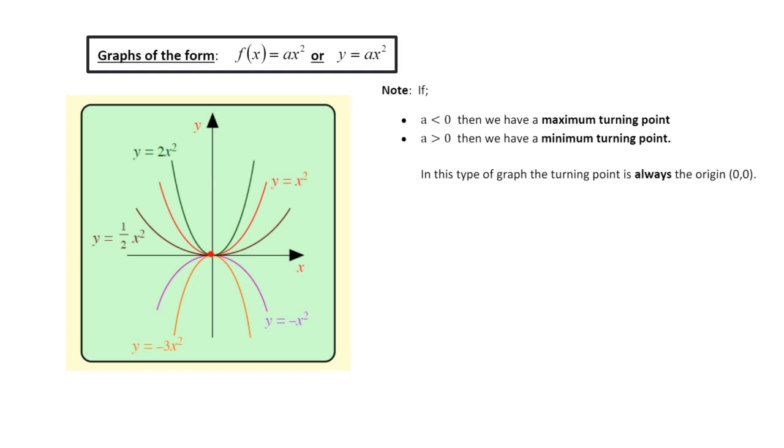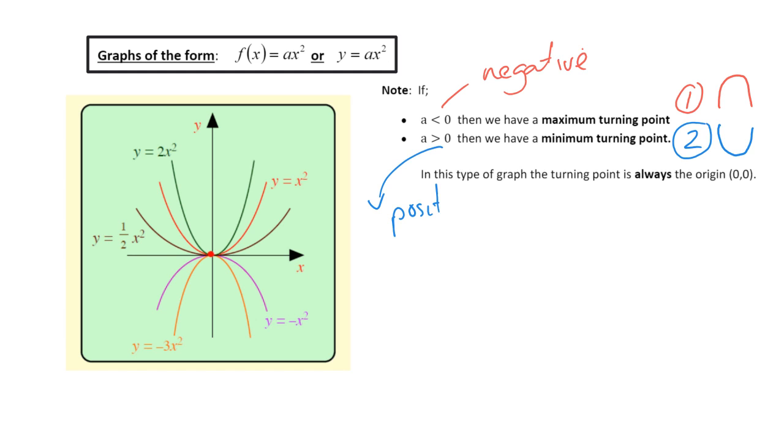So on the right hand side, you'll see there, if a is less than 0, it's a maximum turning point. If a is greater than 0, then it's a minimum turning point. So actually, if a is less than 0, it's a sad face. And if a is greater than 0, then it's a smiley face. Okay, so if it's less than 0, it's negative, and therefore a sad face. Greater than 0, it's positive, and therefore a smiley face.